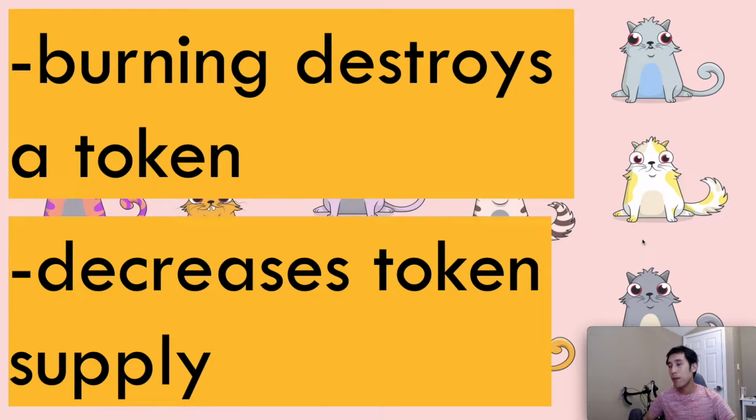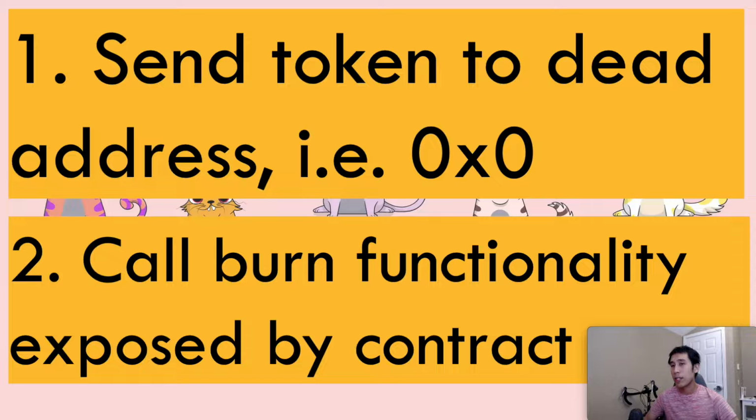As another example, you might have a game in which tokens might correspond to items like potions or food or power-ups, and after being consumed, that token should be destroyed so that you cannot reuse it. There are at least two ways to burn a token. One way is to send a token to the dead address or the zero address. That zero address is not controlled by anyone, so any token that ends up being owned by that address cannot be transferred out of that address ever.